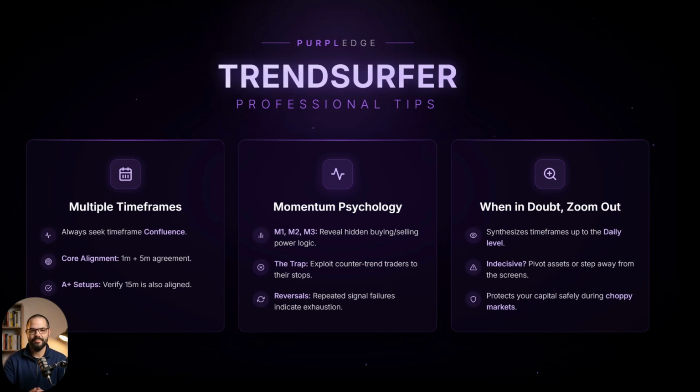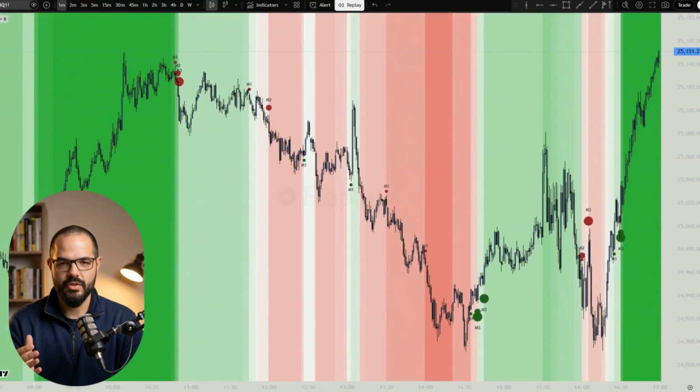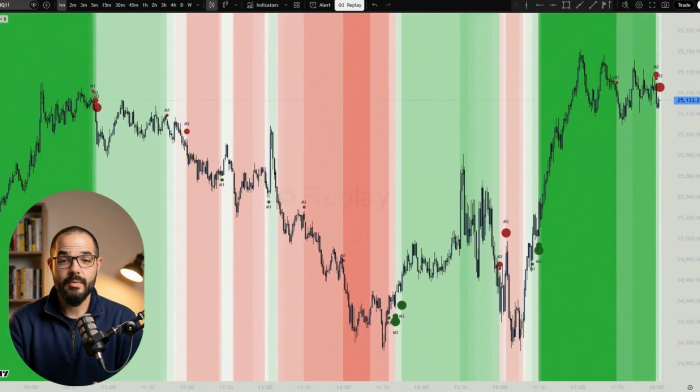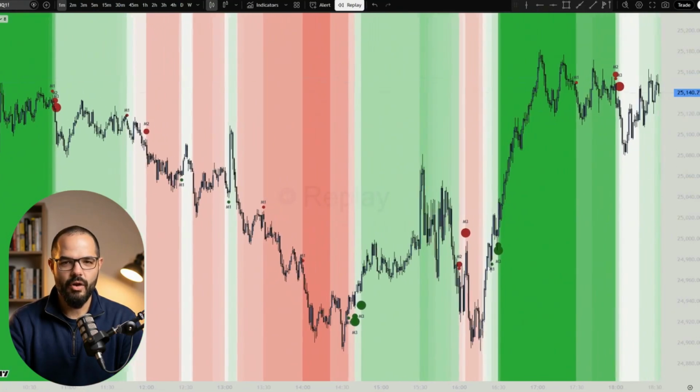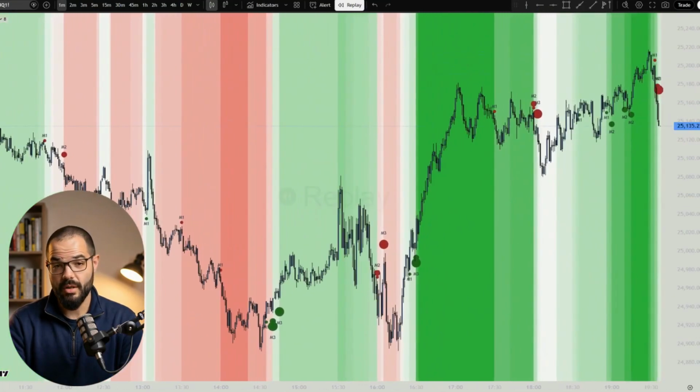TrendSurfer transforms your chart from a chaotic mess of candles into a calculated, high-probability roadmap. It's time to stop second-guessing every pullback and start riding the true market waves with an institutional-grade intelligence engine in your corner.